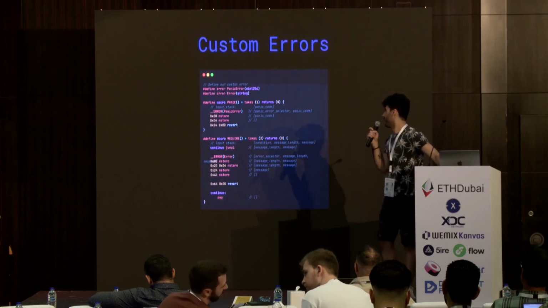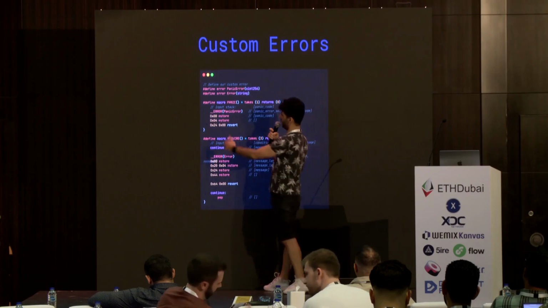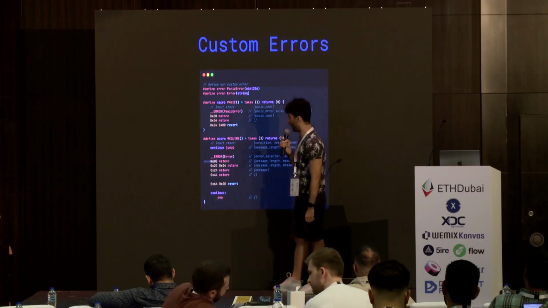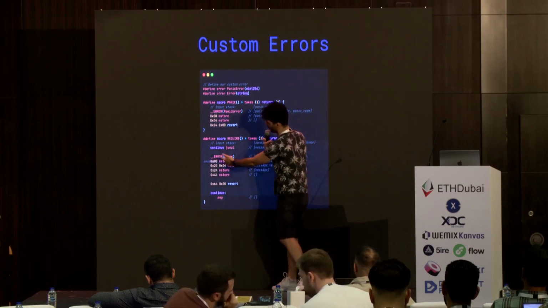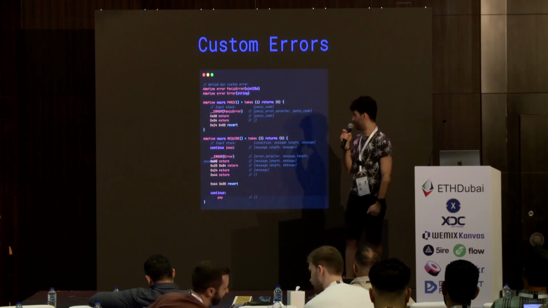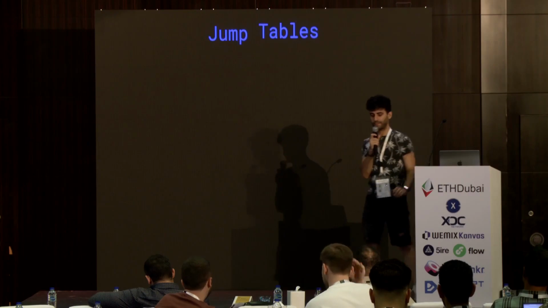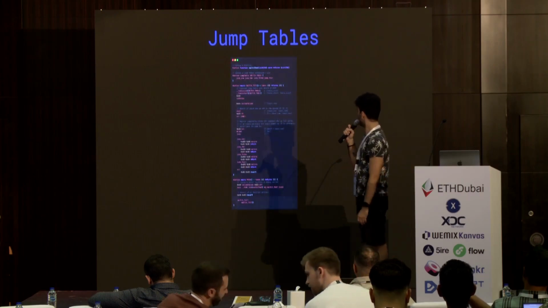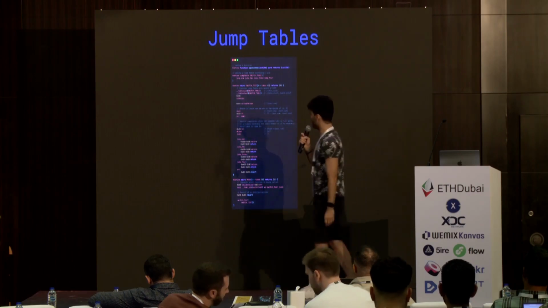So yeah, this is just an example with the error. We can define custom errors, and then we can just use their signature here. So when you are using the error function, you're just going to get the signature.